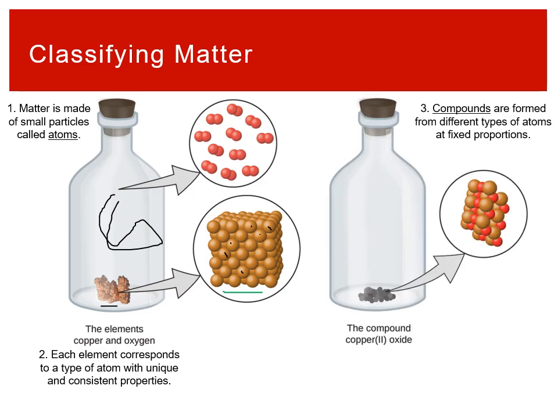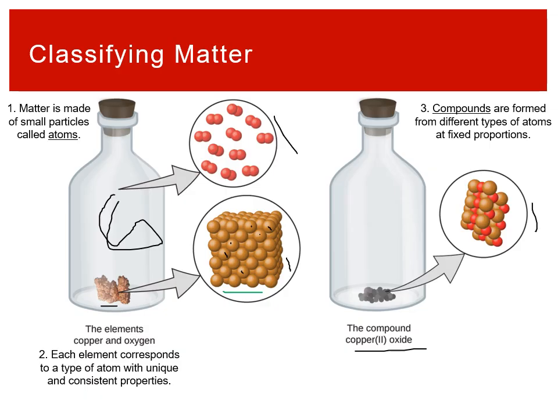We can take those atoms and combine them together to make what we call compounds. Compounds are when we take those atoms and bring them together. So copper was an element, oxygen was an element. We can combine them into what's called copper(II) oxide. Now we have a new sample of matter with new properties that is a combination of different elements.